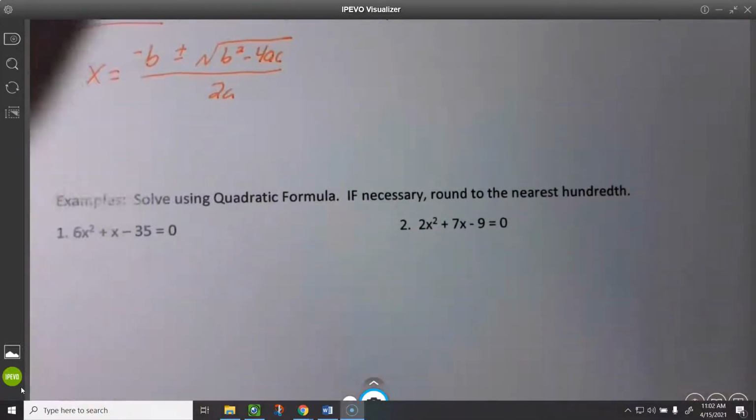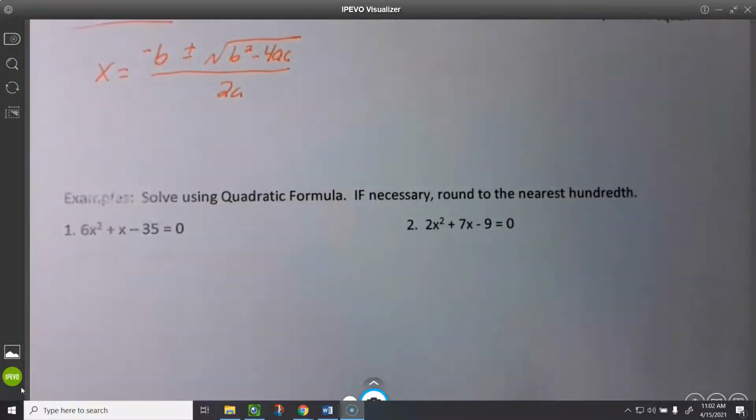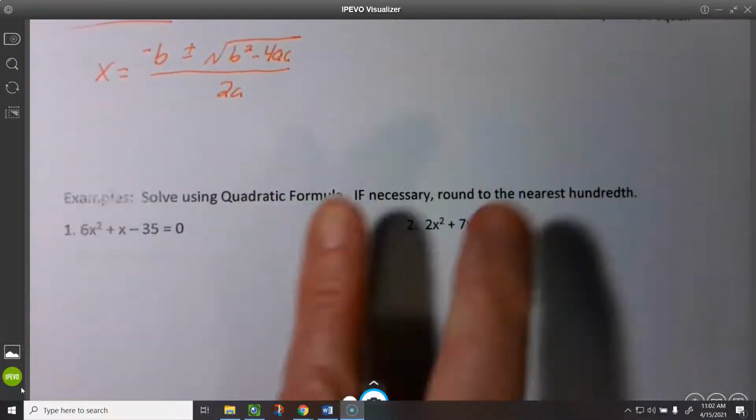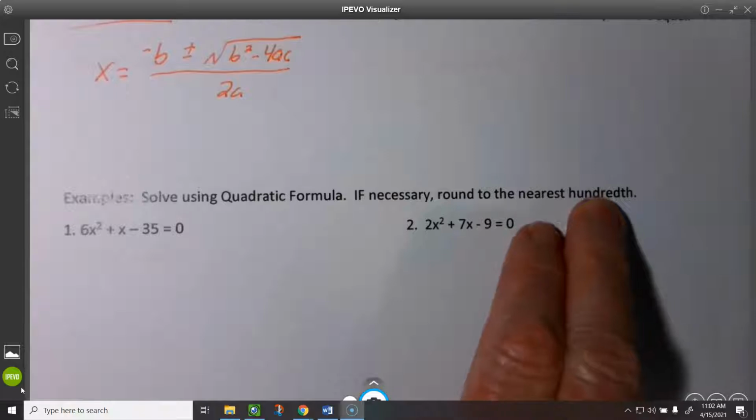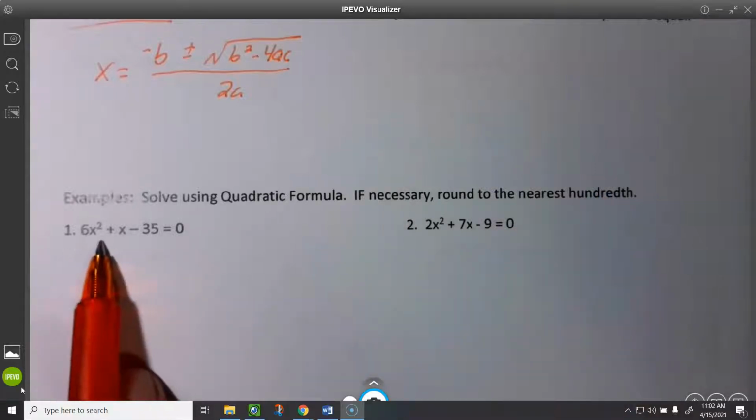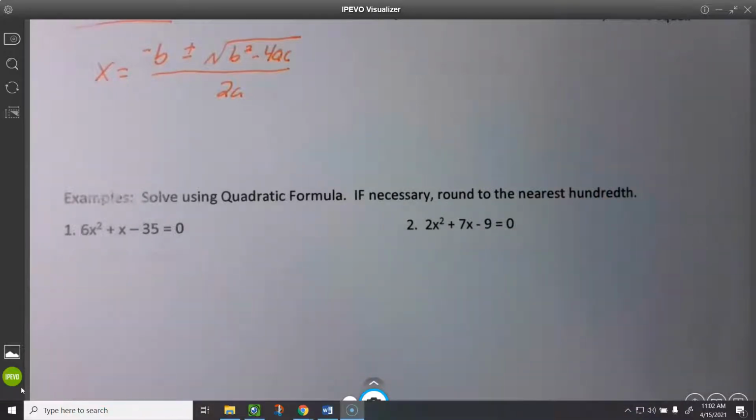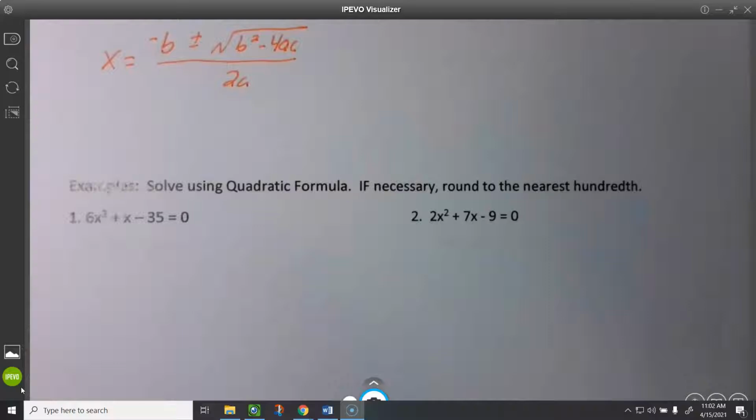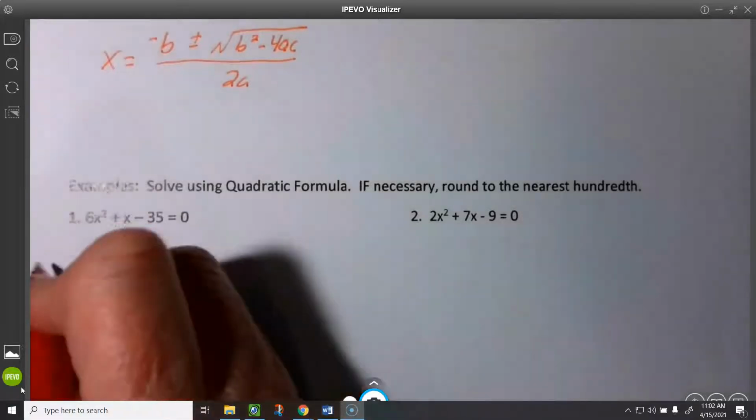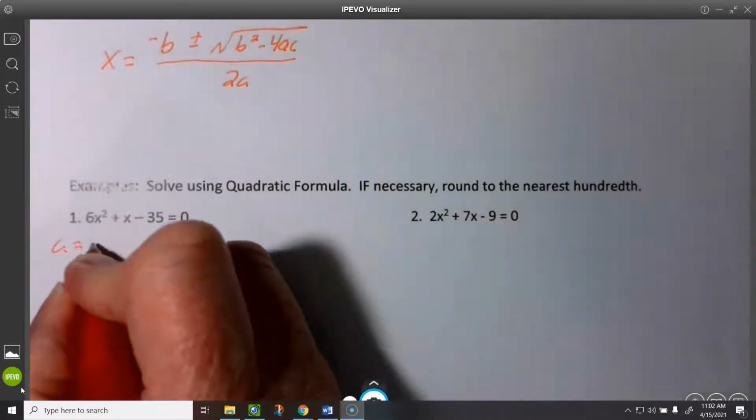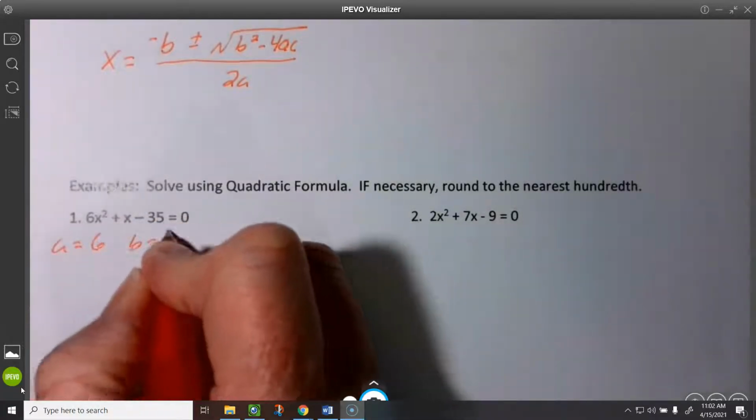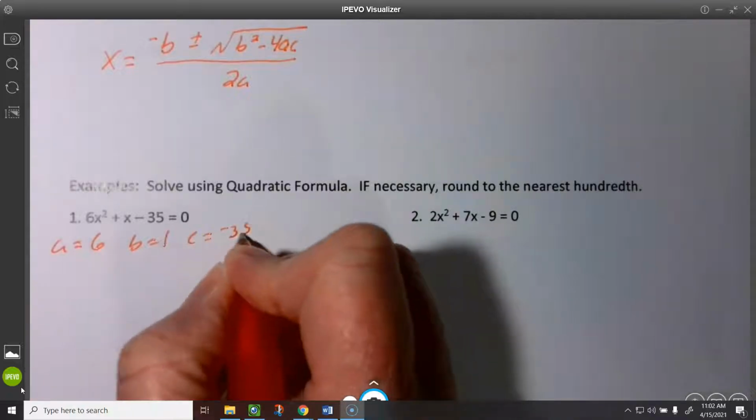So some answers will come out exact. Some will round to the nearest hundredth. But I will show you how to leave it as a radical and also round to the nearest hundredth. Okay, so here we go. 6x squared plus x minus 35 is equal to 0. First, I like to write down what a, b, and c are. A is 6, b is 1, and c is negative 35.